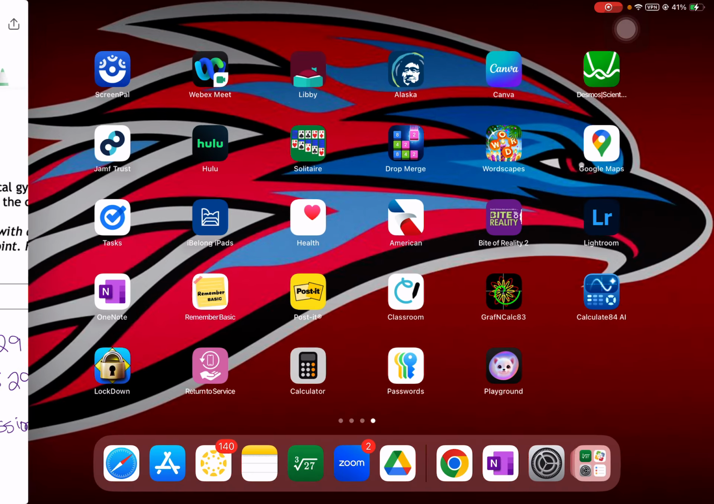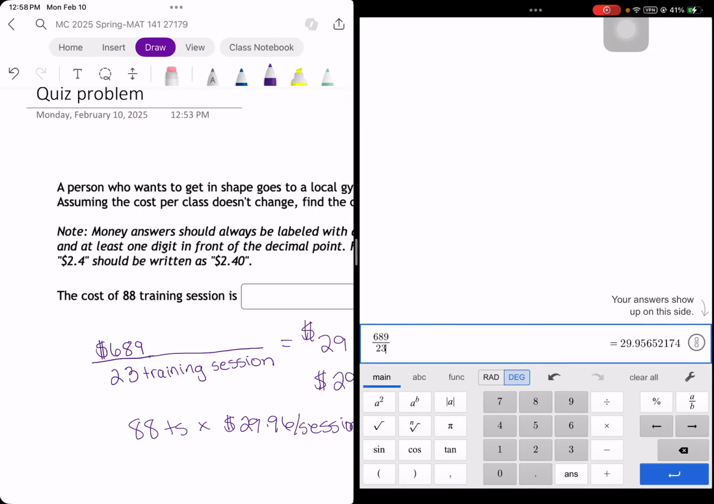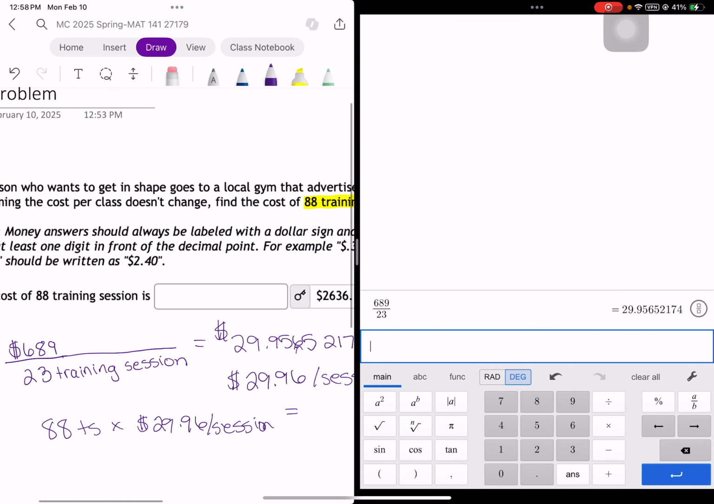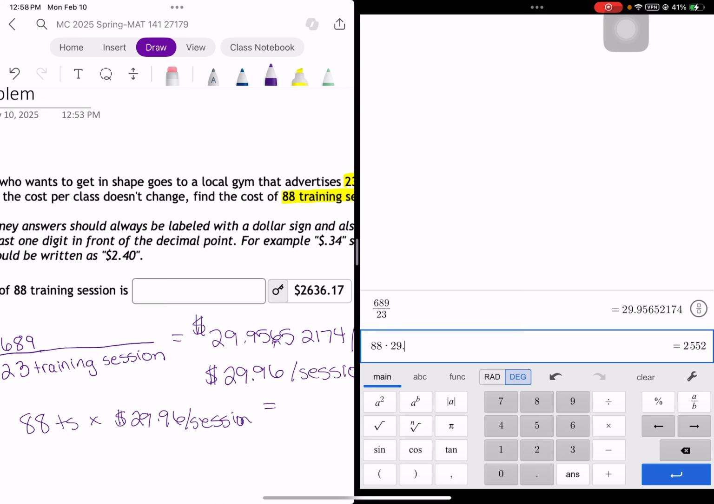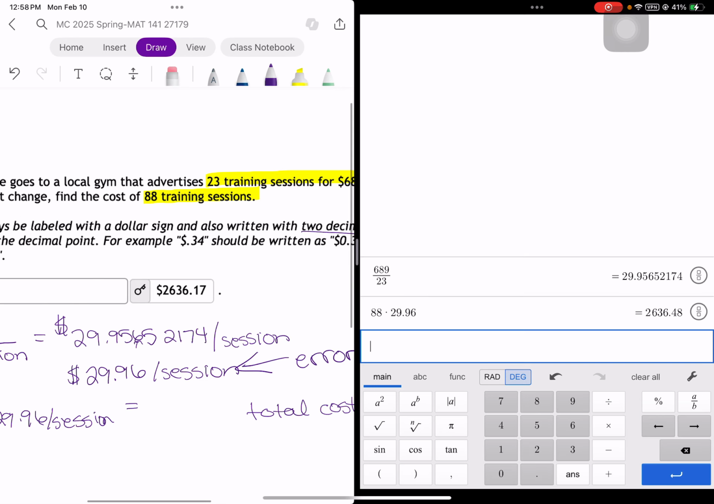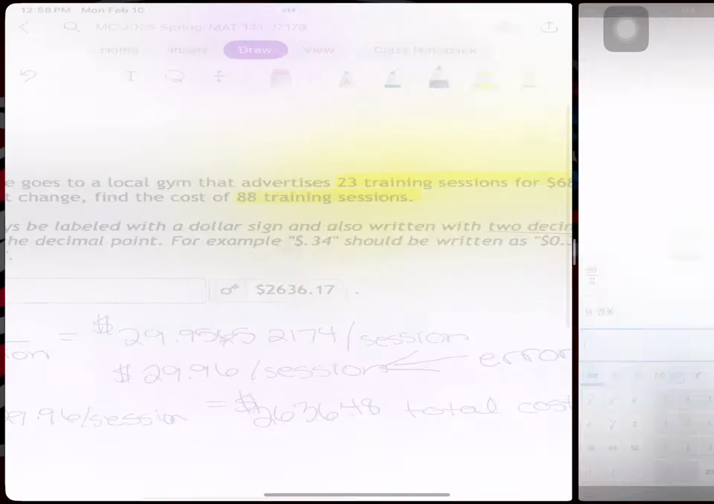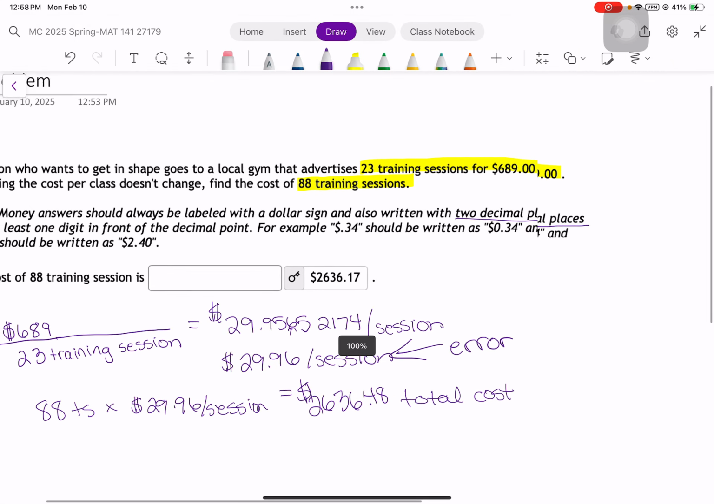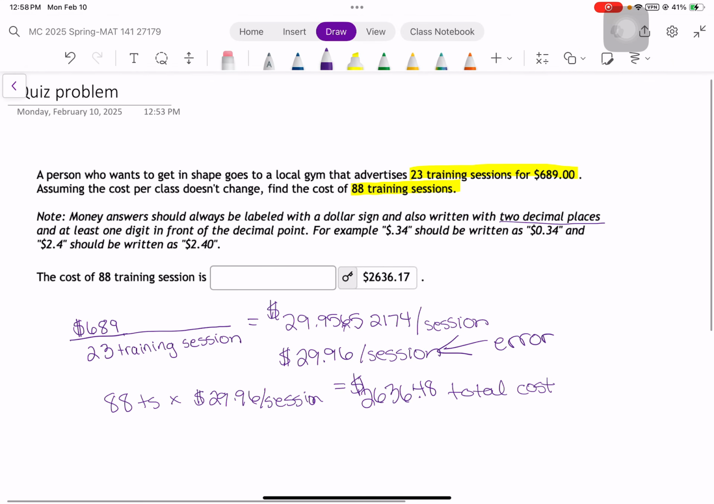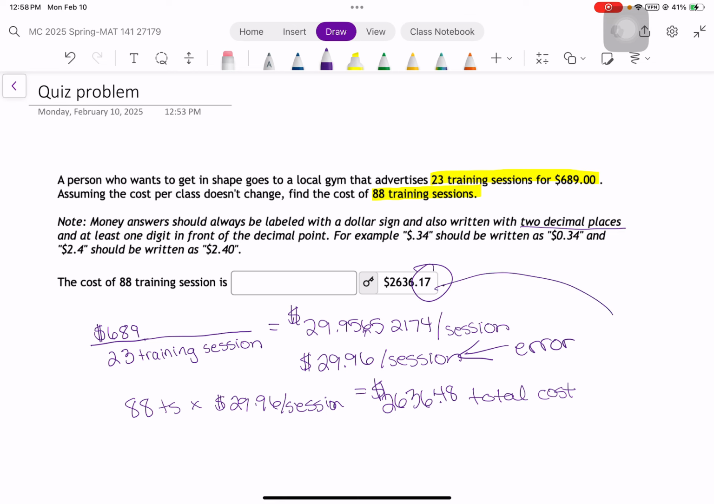So again, I'll pull up Desmos and I'll use that rounded answer. So 88 times 29.96, and I get 2,636.48, or $2,636.48. Notice the answer is close, but not the same. So that is not the answer.